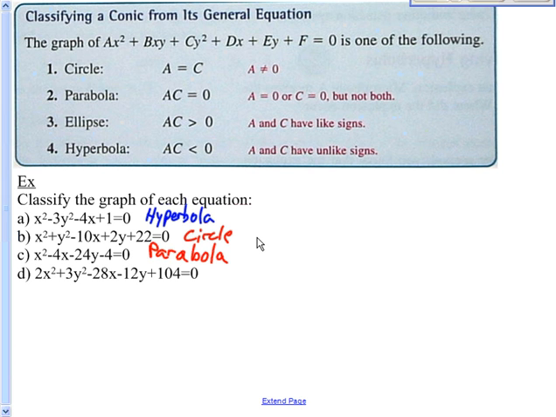This is how you do it. You know, this is a quick and easy way to do it without completing the square and putting it in that standard form to identify it. D, A is 2, C is 3. Which one would that have to be? Well, 2 times 3 is 6. 6 is definitely greater than 0, so it looks like this one's an ellipse.